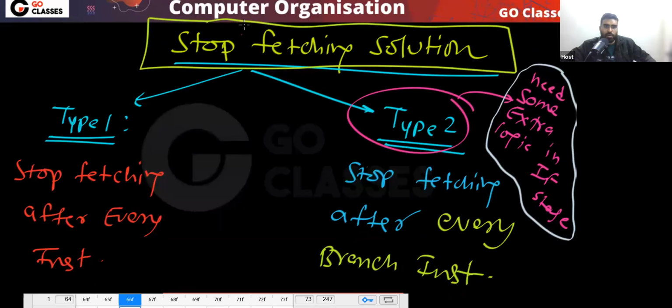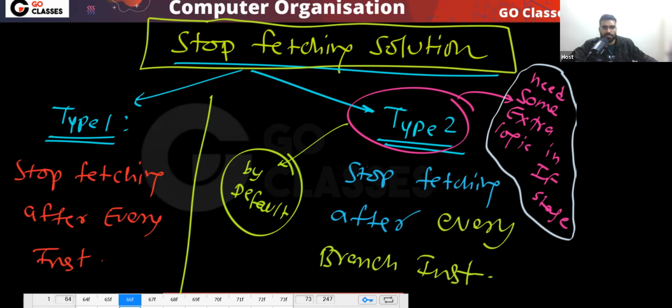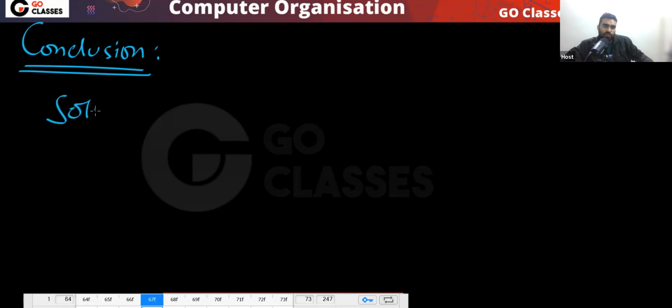By default, which do we use, type 1 or type 2? This type 2 is the default. This type 2 is the default stop fetching solution. Now, basically the conclusion is this. This is the conclusion, solution 1.